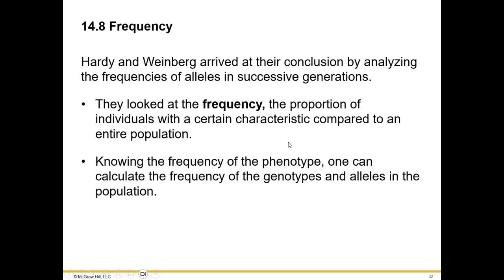Hardy and Weinberg arrived at their conclusion by analyzing the frequencies of those alleles in successive generations. And they looked at the frequency, which was the proportion of individuals with certain characteristics compared to the entire population. So basically, how many of these individuals have these certain characteristics compared to the entire population? Knowing the frequency of that phenotype for whatever characteristic, they could then calculate the frequency of the genotypes and alleles in that population.